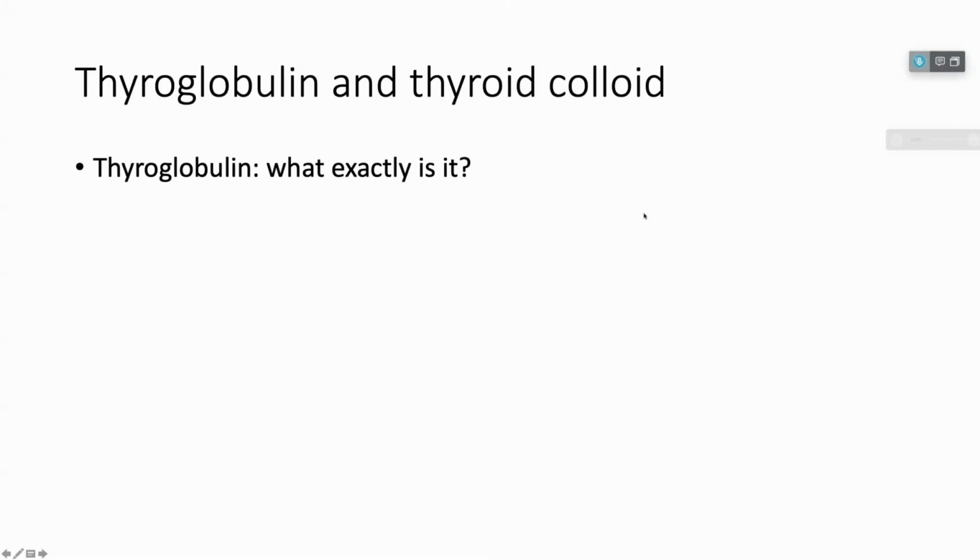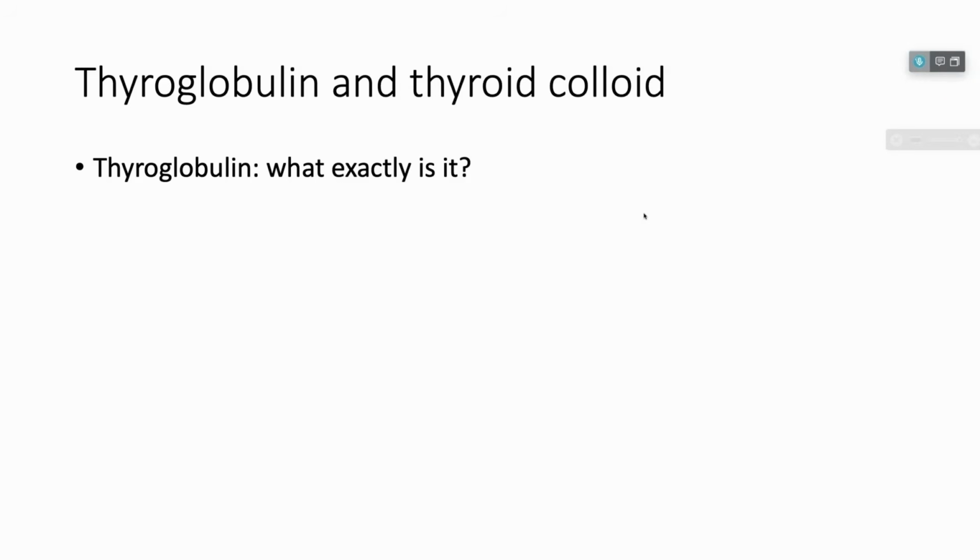All right, so Marco, what exactly is thyroglobulin? Generally speaking, what is it? Okay, so thyroglobulin is a protein that's produced by the follicular cells and used within the thyroid gland. Good. How is it used? And what's the major defining feature of thyroglobulin?